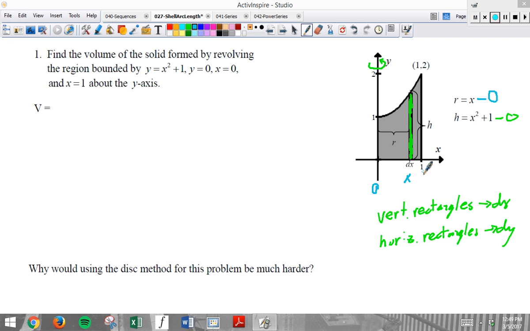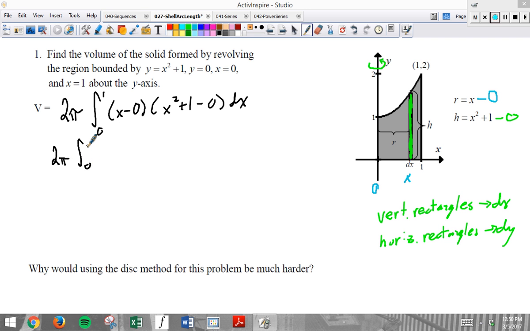So, x minus 0. So the volume here, it's always going to be 2 pi, r, x minus 0, h, x squared plus 1 minus 0, dx. Bounds. Where will the rectangle start his life? He'll start his life at 0 and end his life at 1. That sounds dark. He'll start at 0, stop at 1.